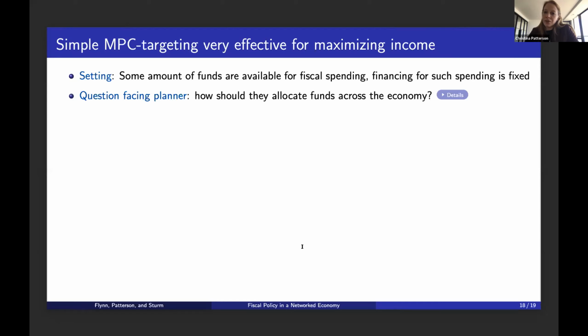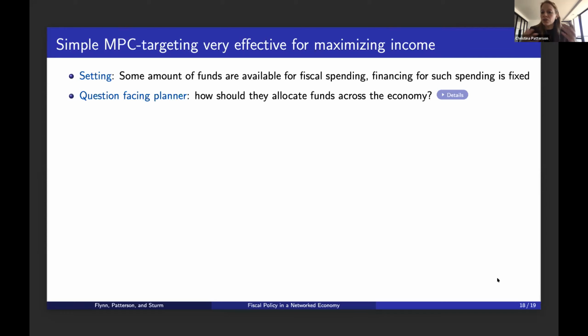The punchline of this MPC targeting is most effective for a planner who's solely seeking to maximize aggregate output. And of course, that's only true under a very particular set of assumptions. And so in the paper, we then try to say, okay, as you relax those assumptions, that means that now the planner has other incentives, such as the ones that you were talking about.